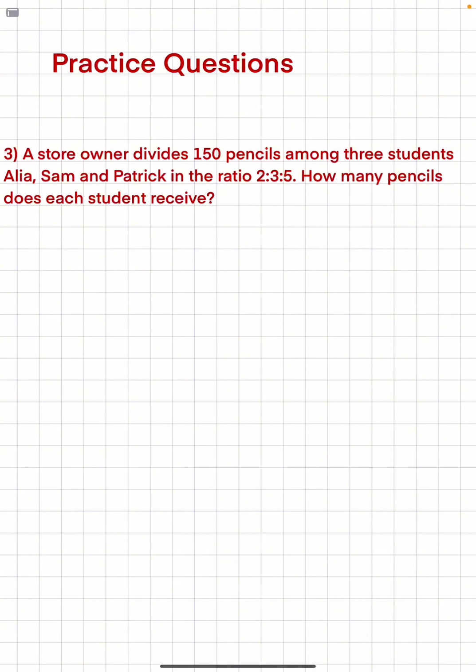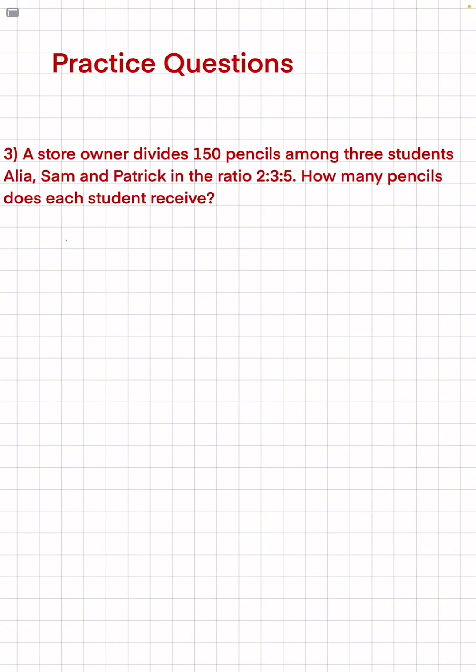Here is another practice question for you to try. Press pause and have a go at it. And when you're ready for the answer, press play. Question 3 says a store owner divides 150 pencils among 3 students, Alia, Sam, and Patrick, in the ratio 2:3:5. How many pencils does each student receive?